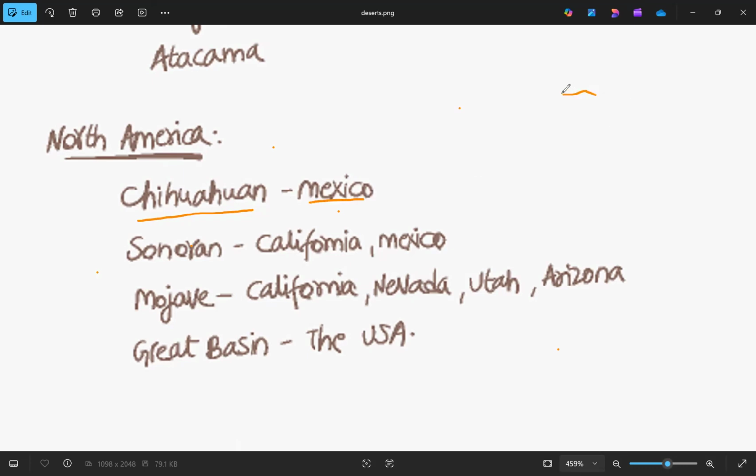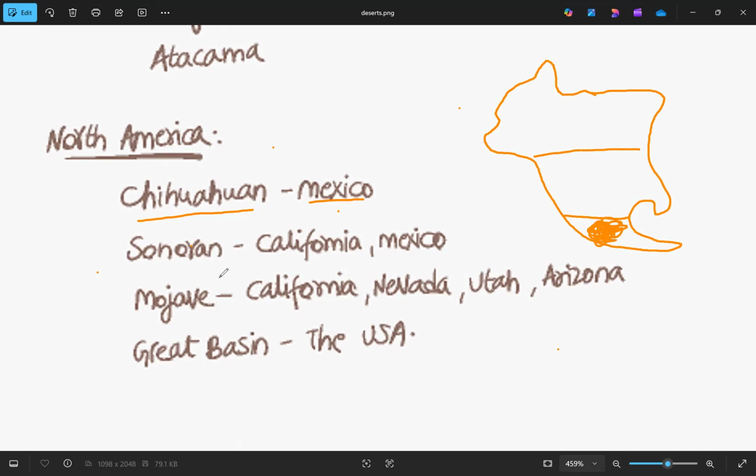So if we see, this is America, North America. Here we have Mexico. So this is United States. For example, here we have Mexico. So this Chihuahua Desert is in Mexico. And then we have Sonoran Desert. Sonoran Desert is spread over both California and Mexico. California comes under USA. So Sonoran is spread over two countries, that is California and Mexico, maybe here.